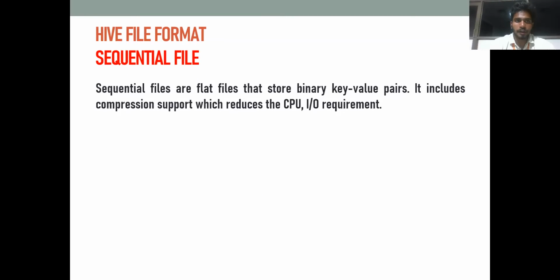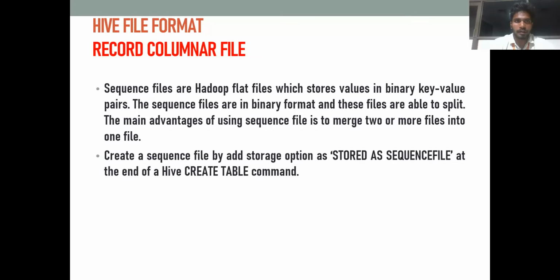Then sequential file. Sequential files are flat files that store binary key value pairs. It includes compression support, which reduces the CPU input-output requirement. Then record columnar file. Sequential files are Hadoop flat files which store values in binary key value pairs. The sequential files are in binary format and these files are able to split.